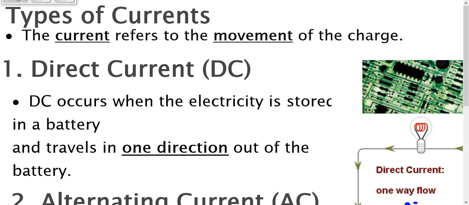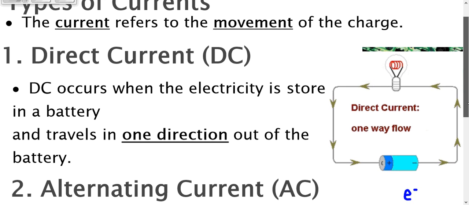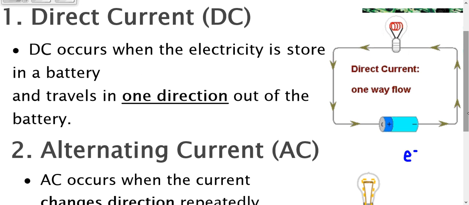Anyway, so direct current occurs when the electricity is stored in a battery and travels in one direction out of the battery. If we look at this little diagram that I'm going to pop up, here is our battery down at the bottom. We've got the positive end of the battery and the negative end. Ends are called terminals. In this case, electrons are stored at that negative end. That's what the negative means. It means it's got lots of electrons there.